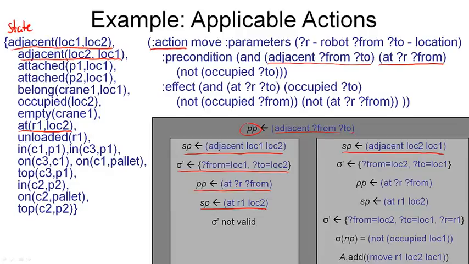And what we see here is that we need to match R to R1 and from to location 2, but in our substitution previously we've already said that from must be location 1, so it can't be location 1 and location 2 at the same time, which means our substitution is not valid.